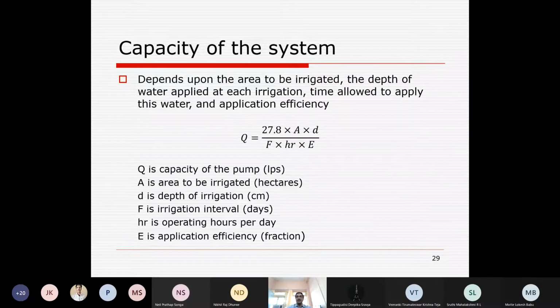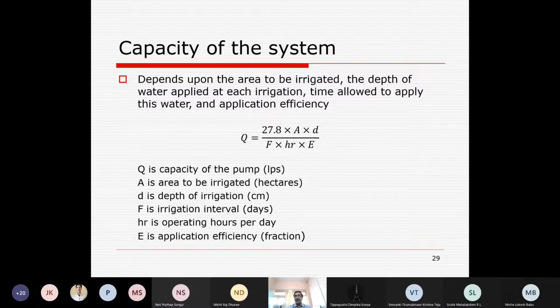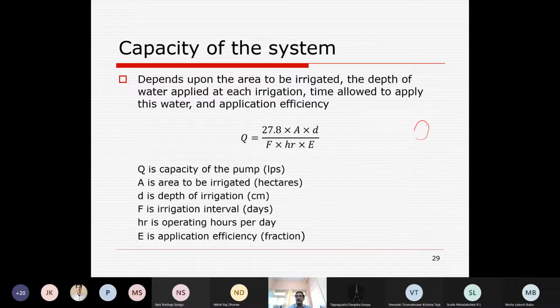Second is the capacity of the system. This is the depth of water that is required. Now we simply need to find out what capacity of the system we need to have. Capacity means what application capacity the system needs. So this is the simple idea here. We are finding out the depth of irrigation required in a unit field, and second, since it is a matter of capacity to decide about the system, we need to first find out how much the total area is.